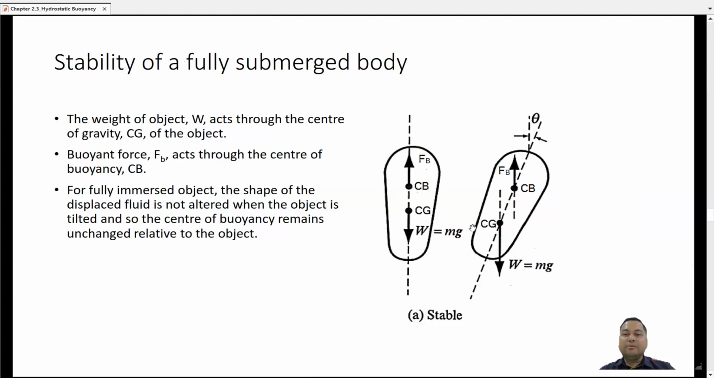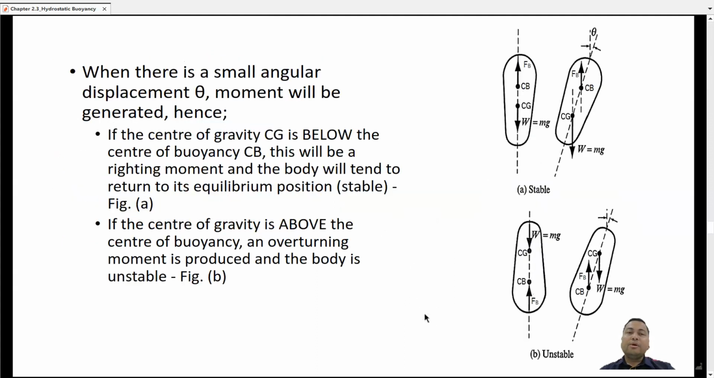So when we look at this figure, we can say that the overturning moment will cause the object to return to the original position. So it is stable. When there is a small angular displacement theta, a moment will be generated. Hence, if the center of gravity Cg is below the center of buoyancy, this will be a righting moment, and the body will tend to return to its equilibrium position.